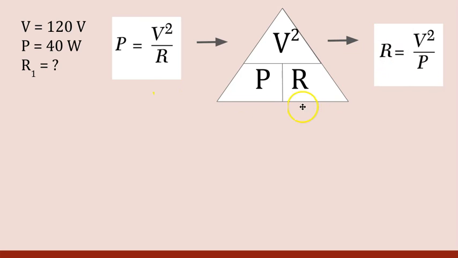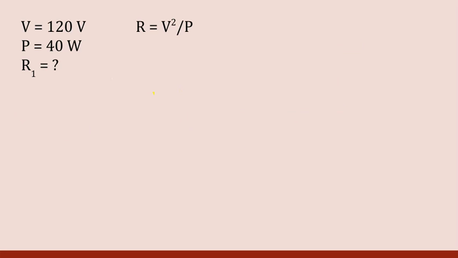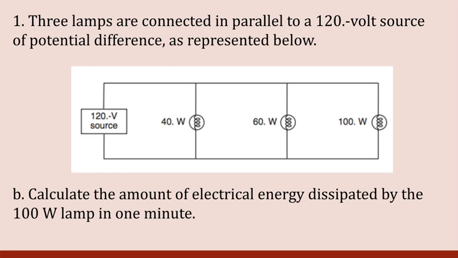Okay, so this is my formula, R equals V squared over P. Then I can just plug in my numbers. So I have R equals 120 squared divided by 40, and that gives me 360 ohms. So that is my answer to part A.